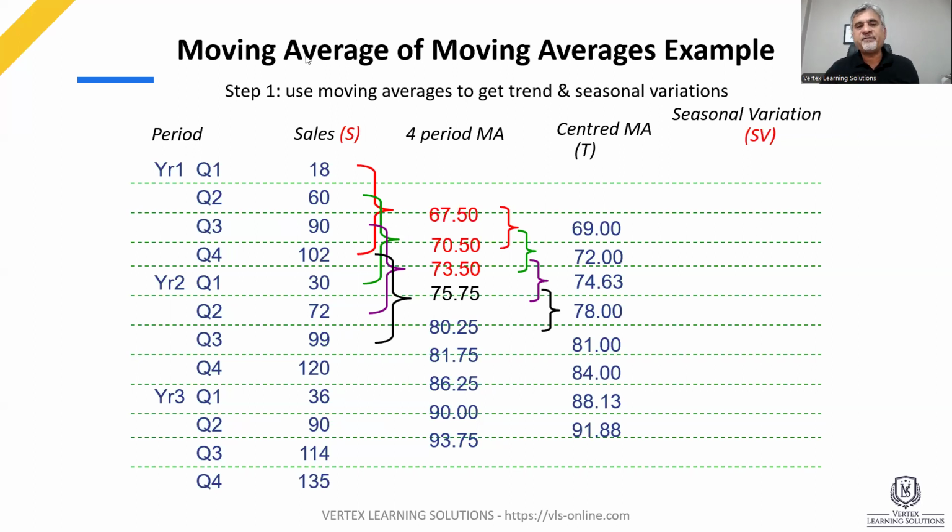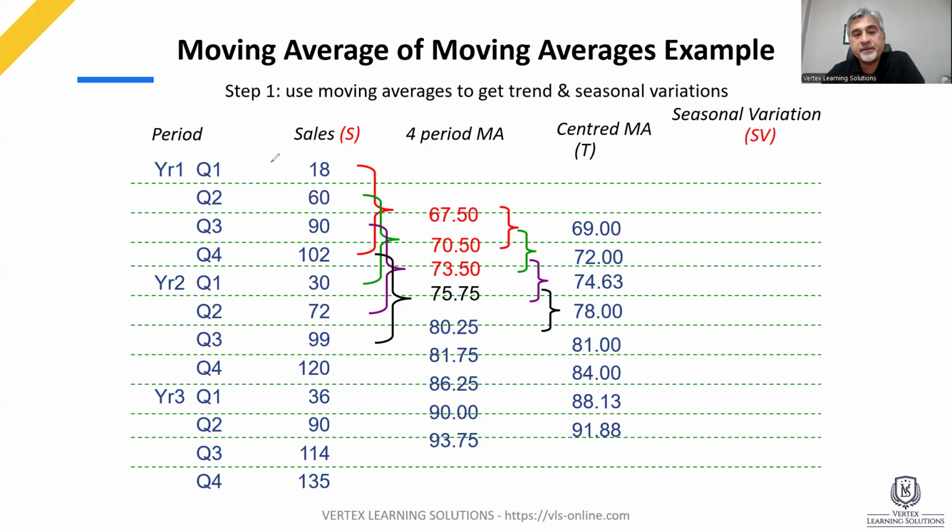Of course, you don't have any number for quarter 1 in year 1 and quarter 2 in year 2. And similarly, you also do not have any number for quarter 3 in year 3 or quarter 4. These 4 cells are empty because there is no data available. Now, I've got these numbers: 69, 72, 74, 78, 81. You see now you've got the trend.